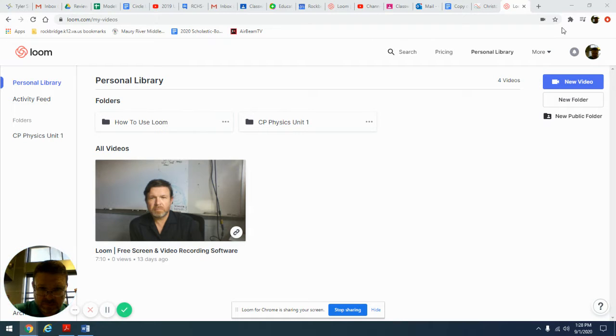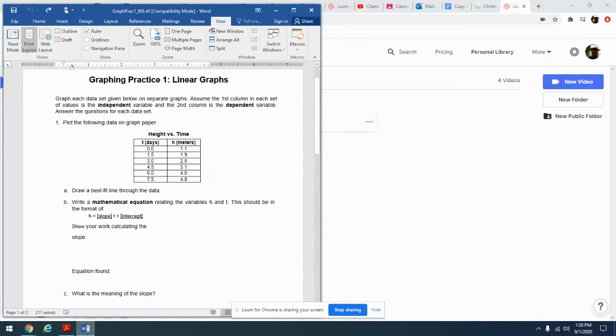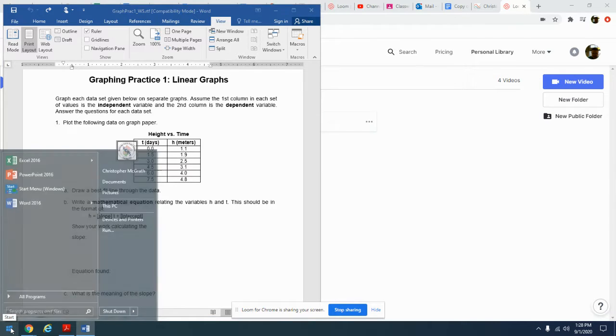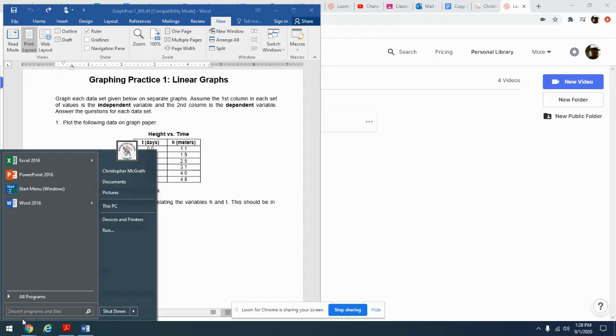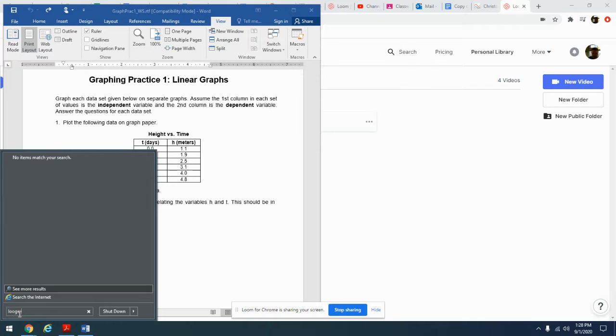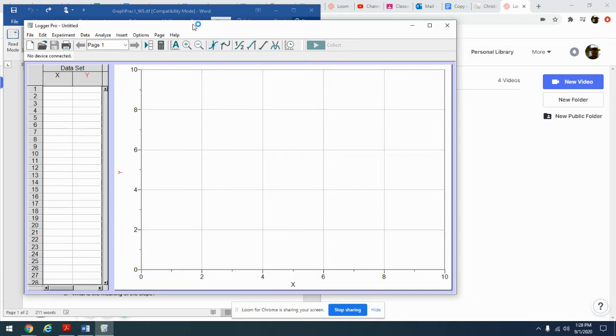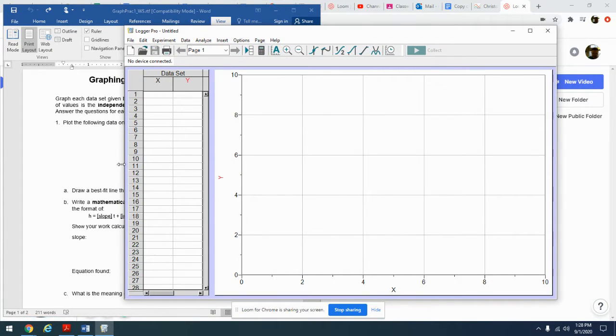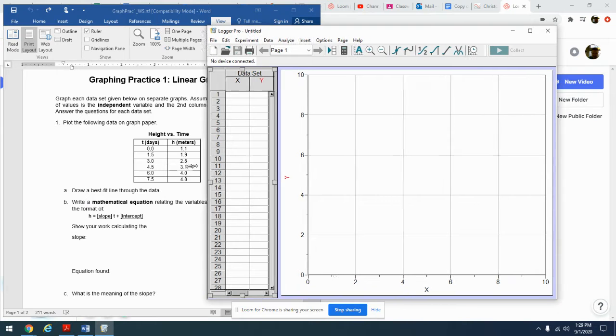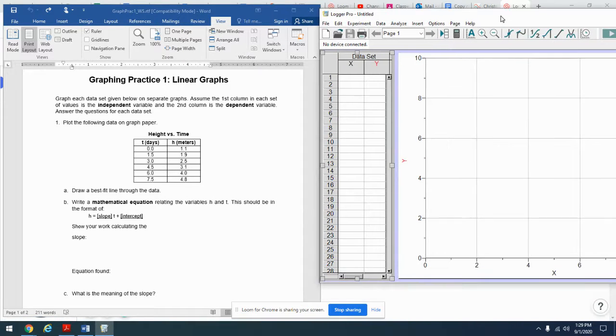Hey, here is a video for you that's got me doing Graphing Practice 1, linear graphs. If you have not attempted this already yourself, then you are not watching this video at the right time. So go ahead and open Logger Pro. I actually have a link on my desktop. But anyway, if you have not attempted this on your own yet, then you need to do that before you watch this video.